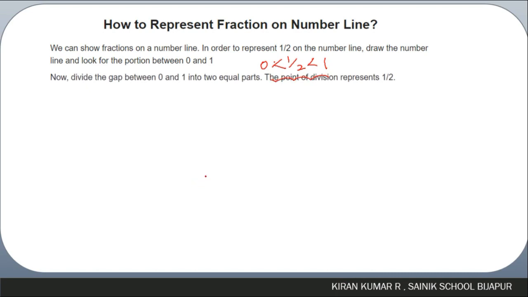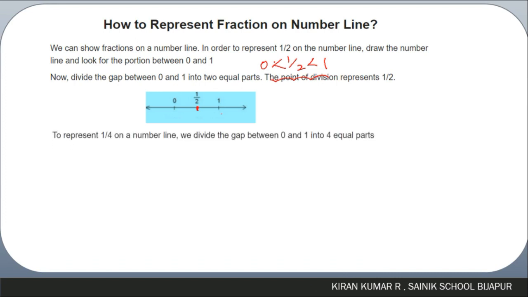Now we divide the gap between 0 and 1 into two equal parts. The point of division will represent 1 by 2. Look at this. 0 and 1 is made into two equal parts, and this point which is making it into two equal parts will represent 1 by 2.